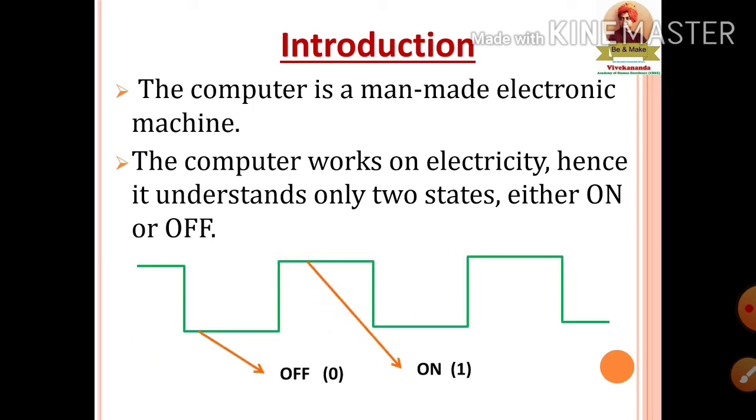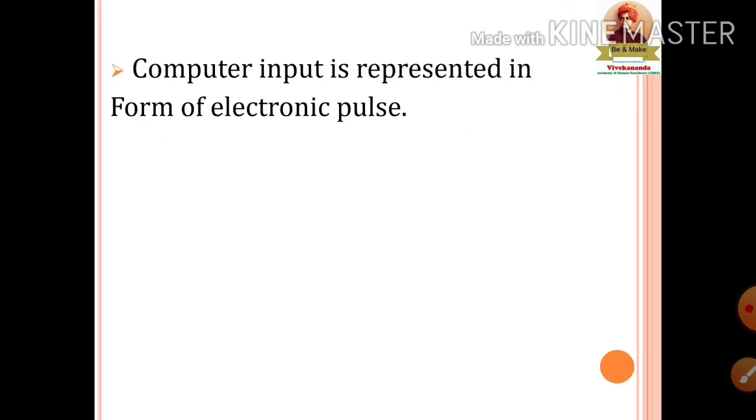These states are based on electric pulses and shown like this. The line which is in green color will show you the pulse. The higher value will be represented as the on state and the lower value will be represented as the off state of the pulse, which is again denoted by the numbers 1 and 0. Now, this explanation I will give you further.